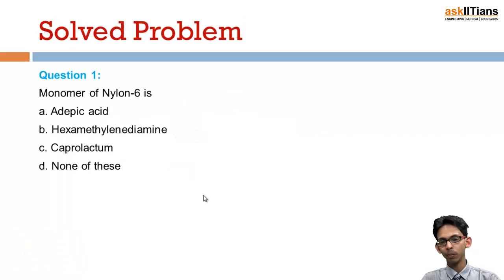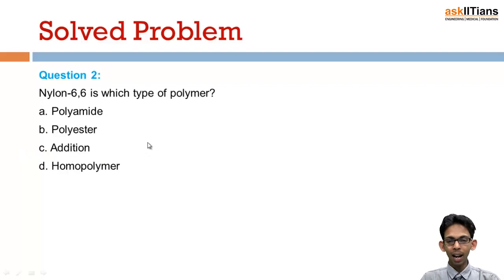Now there is a solved problem. The monomer of nylon 6 is, yes, we know nylon 6 is formed by caprolactam. And nylon 6,6 is which type of polymer? Is it polyamide, polyester, addition polymer, or homopolymer? Actually, it is a polyamide. Nylon 6 and nylon 6,6 are polyamides.